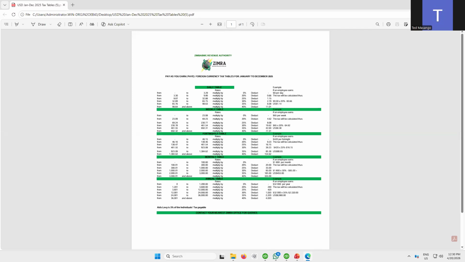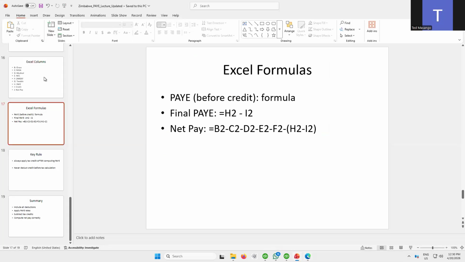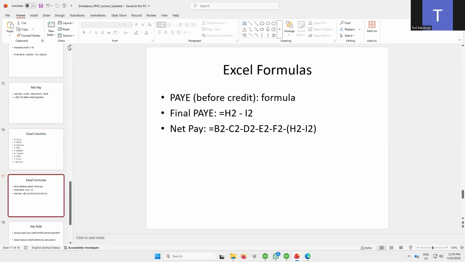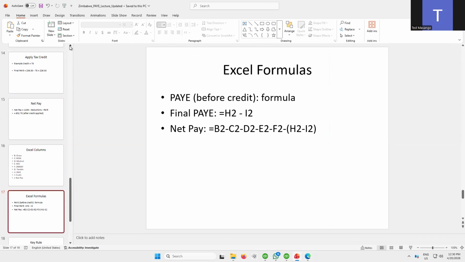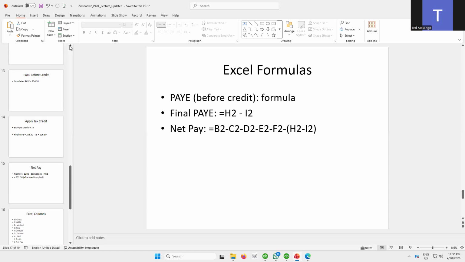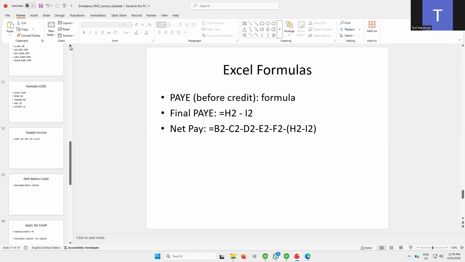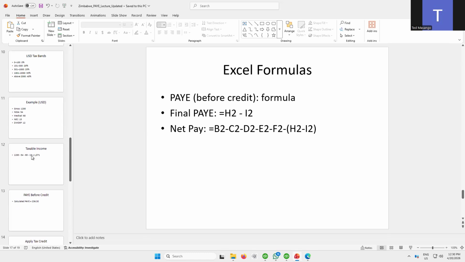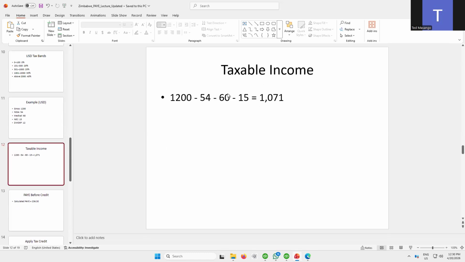So you would find, after doing the computation, after doing the taxable income, let's go back and look at the taxable income. Let me go to the slide on taxable income. In this case, we have this taxable income after deducting our NASSA, which is 54, after deducting medical aid, which is 60, after deducting NEC, which is 15, we got 1,071. ZIMDEF we are not considering because it's paid by the employer.